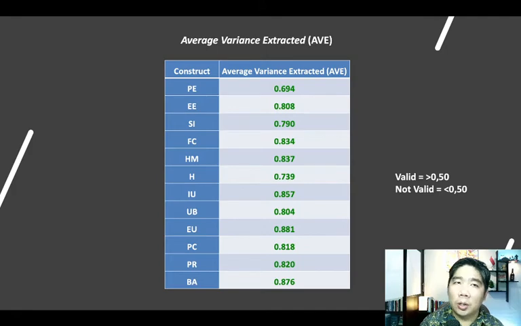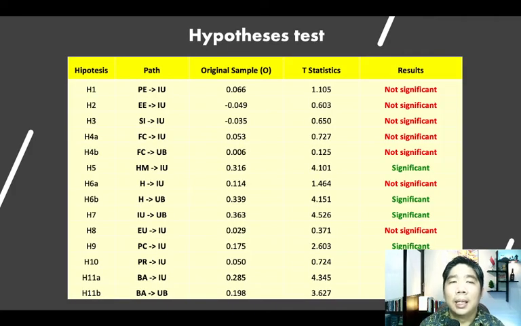And now we enter the hypothesis tests, which are about significant and not significant. So we discuss this, and the significant ones are hypothesis 5, hypothesis 6b, hypothesis 7, hypothesis 9, hypothesis 11a, and 11b. So we are talking about the result and discussion now.